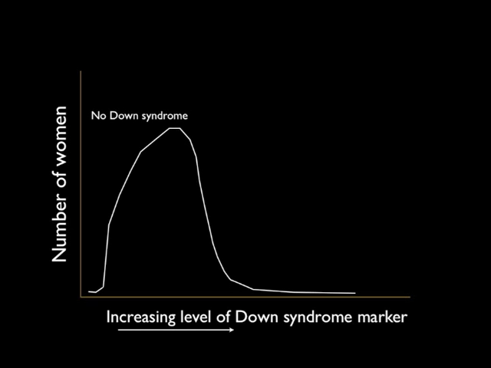This cartoon graph is showing a population of pregnant women who have had a Down syndrome marker test. It doesn't matter if it was done in the first or second trimester. The graph is sort of a bell-shaped curve, and as you move from left to right, you are seeing the number of women who have a particular level of the marker in their blood. Since this is a group of women who are not carrying a baby with Down syndrome, as the level gets high on the right end of the graph, less and less women have that level, shown by the curve dropping off.